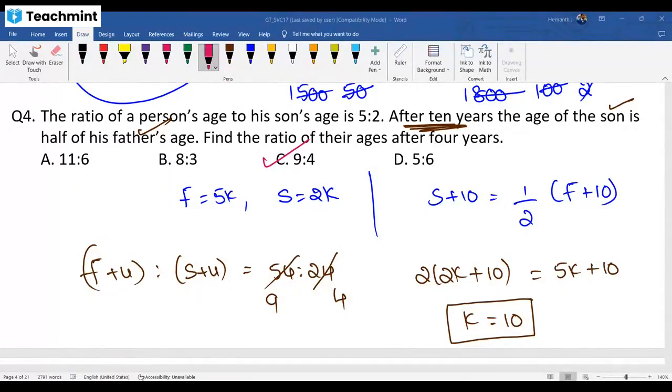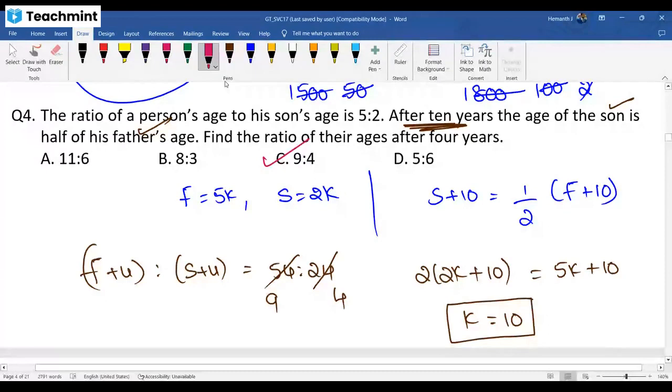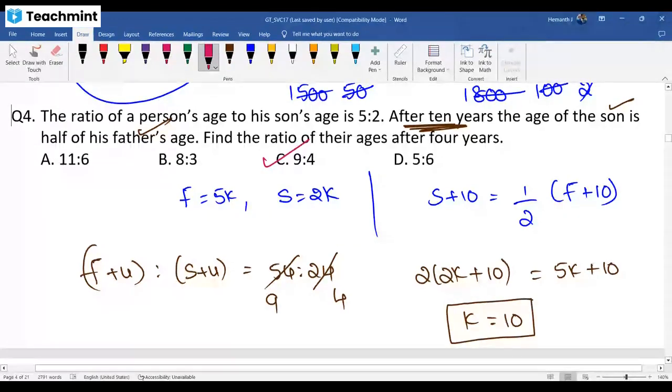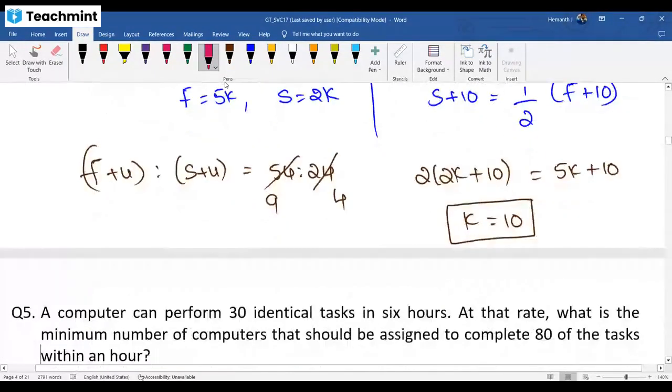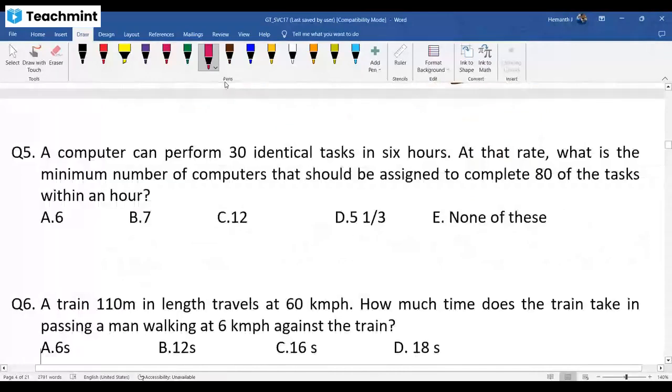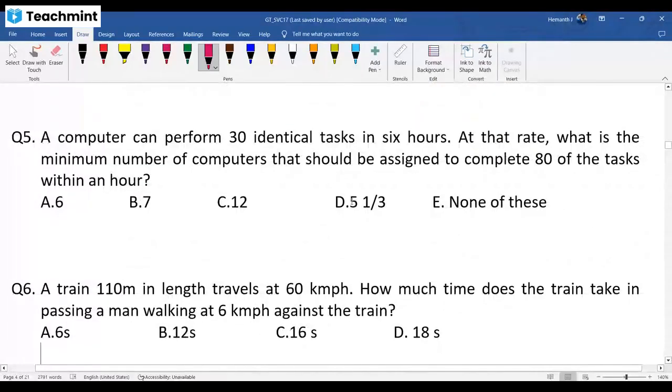We are recalling how to approach questions from ages and time and work. We solved some questions from numbers. Let's see the next question. Everyone try this question. Hope you understand this question. Let me go for the next one.